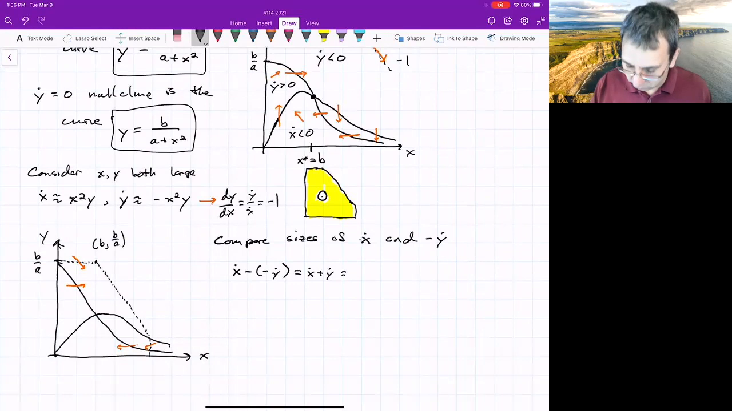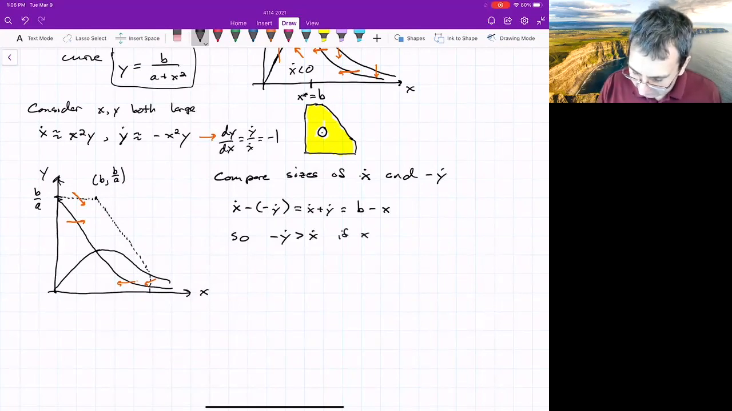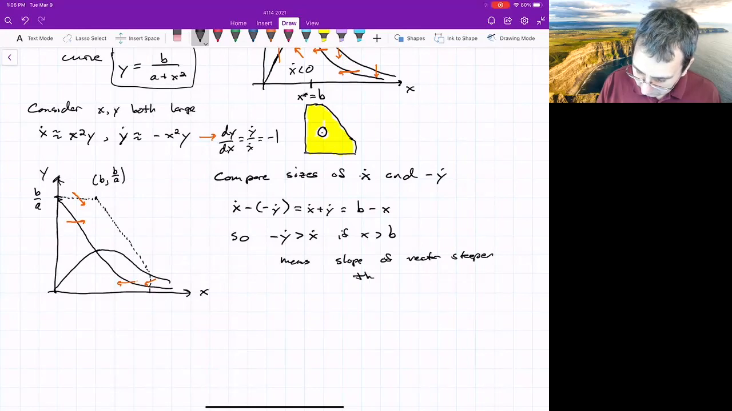So what do we get from that? We'll actually get b minus x. And from this, we get that negative y dot is greater in magnitude than x dot if x is greater than b. So that's why that point was chosen. So that means the slope of the vector is steeper than -1. So along this curve, it is steeper than -1 along the whole curve.